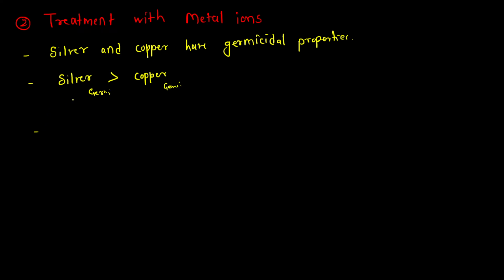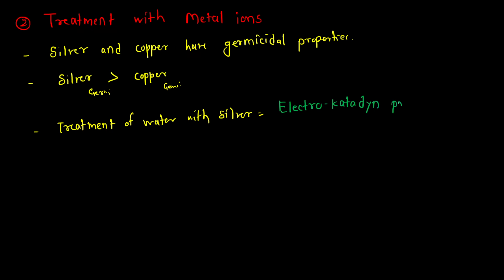Now the treatment of water with silver. This process has been given a certain name, and that is important to us. It is called the electrocatadyne process. This can be asked. So the treatment of water with silver is called the electrocatadyne process.